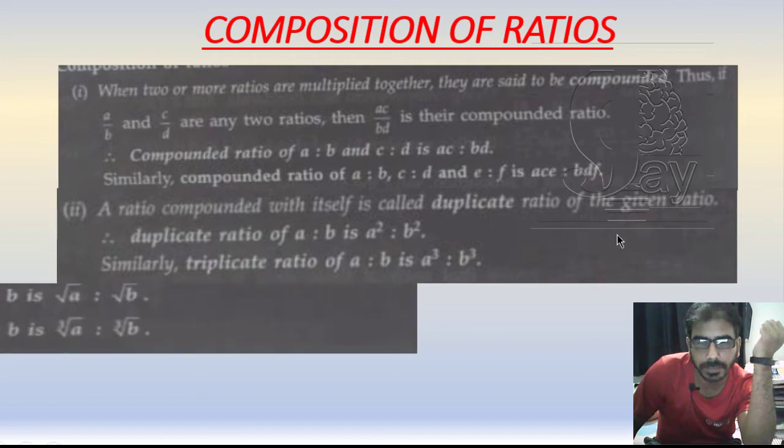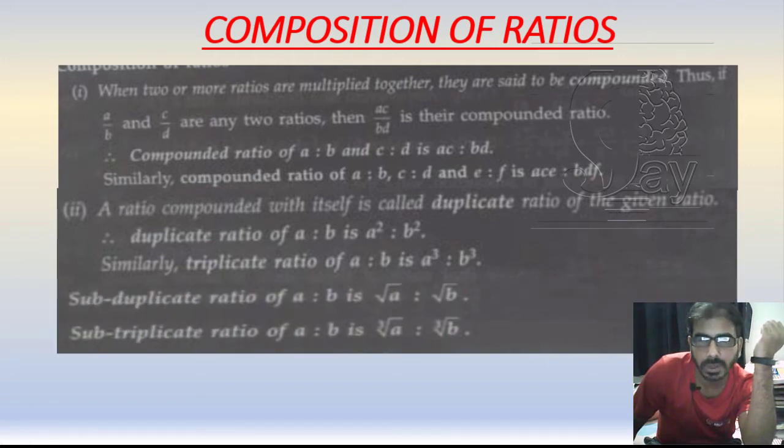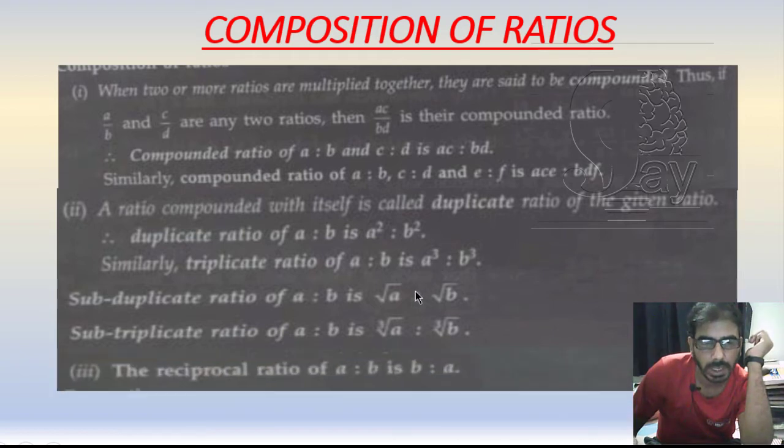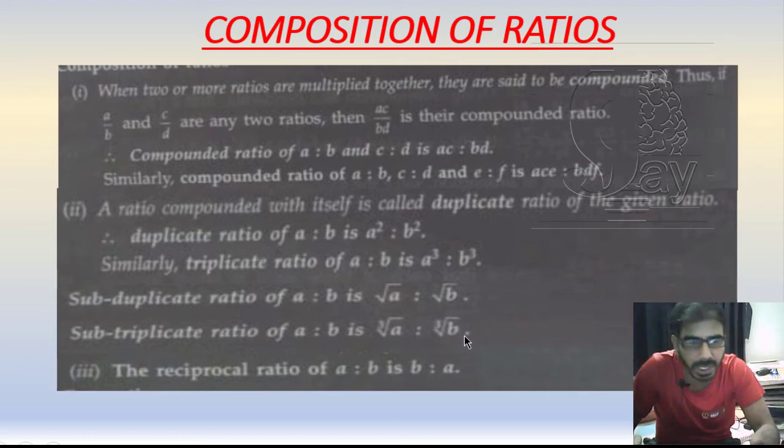The next ones are the sub-duplicate ratio and the sub-triplicate ratio. When we have the duplicate ratio as a square by b square, the sub-duplicate ratio is root a is to root b, and the sub-triplicate ratio is cube root of a is to cube root of b. And finally, the reciprocal ratio of a is to b: we take b is to a, we just take the reciprocal of the ratio. So that is called the reciprocal ratio, b by a. That's all for now in this composition part.